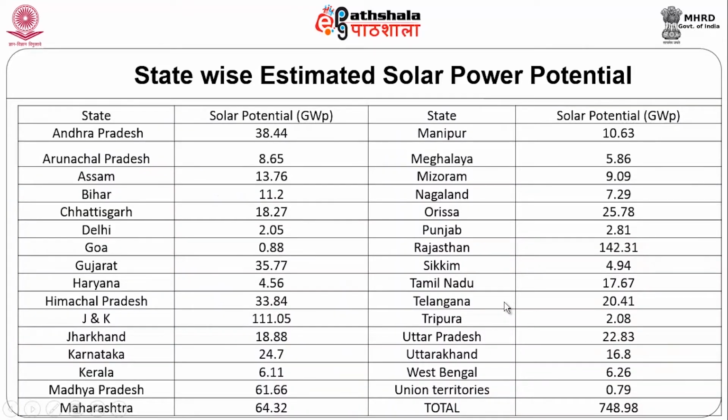And this is about the state-wise estimated solar power potential. Here these are the various states in the country, and the solar potential is given in gigawatt, and overall we have about 748.98, approximately 750 gigawatt potential through solar energy. Even if 1% is tapped from these resources, we can have continuous power supply in the whole country.